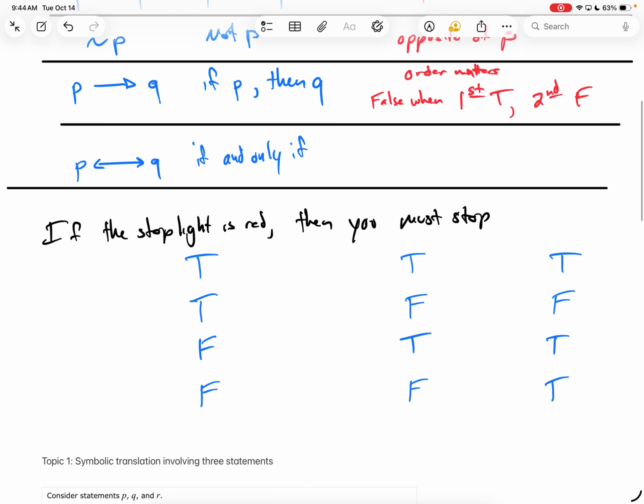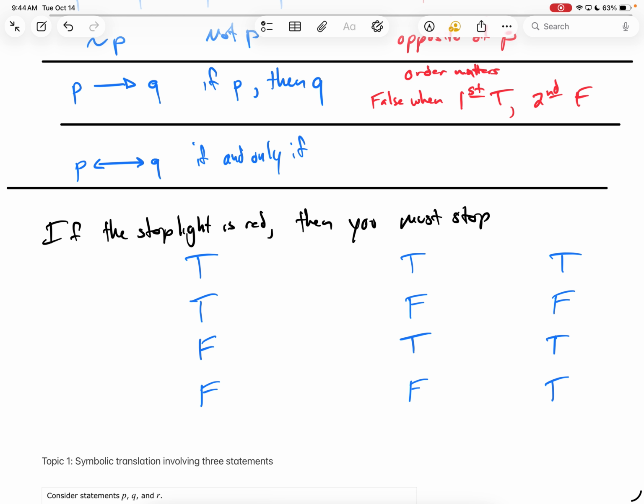If the stoplight is red, then you must stop. Okay, so we're thinking about real life scenarios here, or the law, right? So if the stoplight is red, then you must stop. That's true, right? If the stoplight is red, by law, you must stop. So true and true, okay?